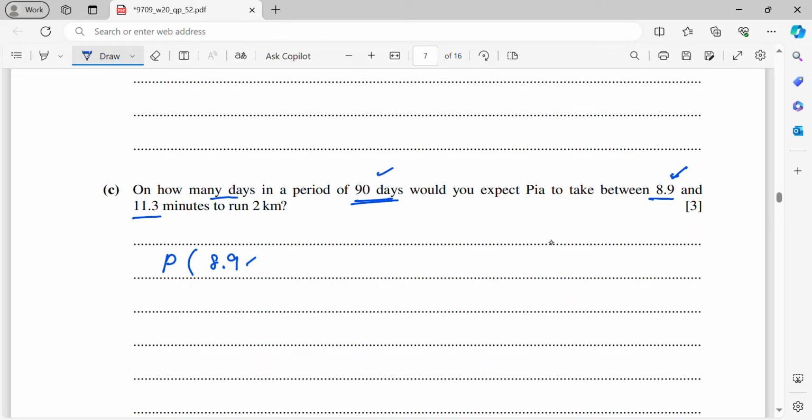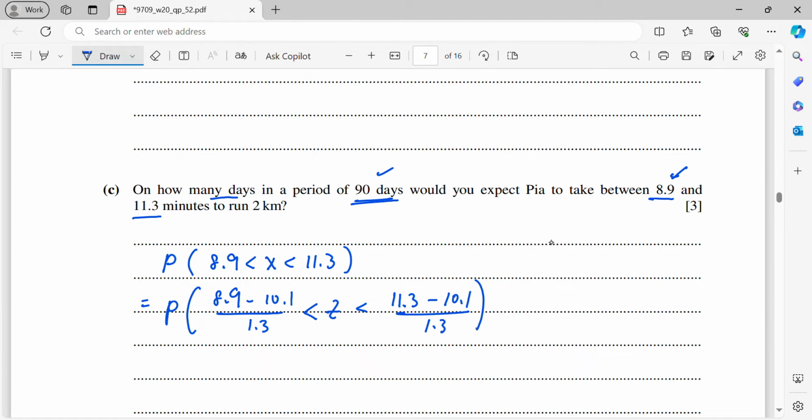So it's between 8.9 and 11.3. So now again you standardize it before you read the table. So (8.9 minus 10.1) over 1.3 less than z less than (11.3 minus 10.1) over 1.3. Then from here, when you calculate, it will be negative 0.923. And then the other value is 0.923.